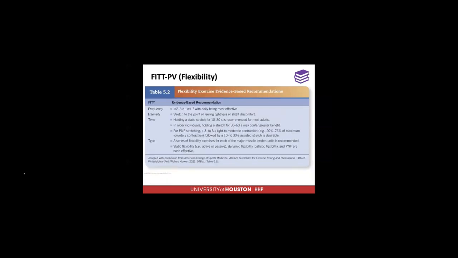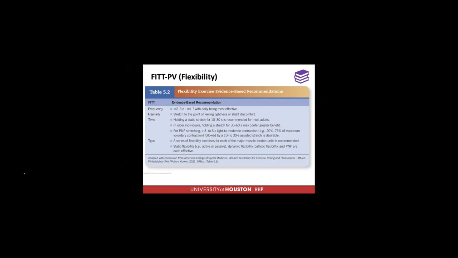And lastly, we're going to talk about flexibility. At least 2 to 3 days per week, but daily is most effective. Stretch to the point of feeling tightness or slight discomfort. Hold the stretch for 10 to 30 seconds. In older adults, stretching for longer, up to 60 seconds, may provide additional benefits.